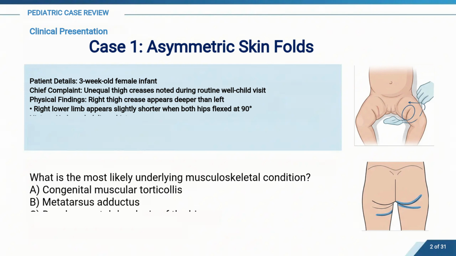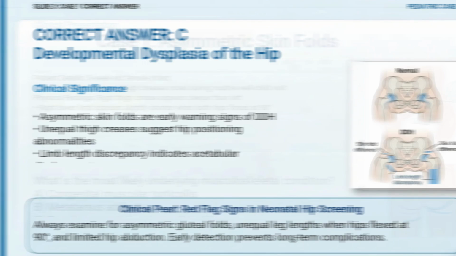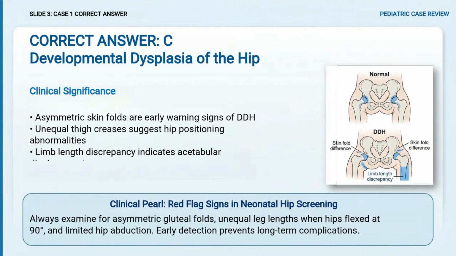Option A, congenital muscular torticollis. Option B, metatarsus adductus. Option C, developmental dysplasia of the hip. Option D, Legg-Calvé-Perthes disease. The correct answer is C, developmental dysplasia of the hip.